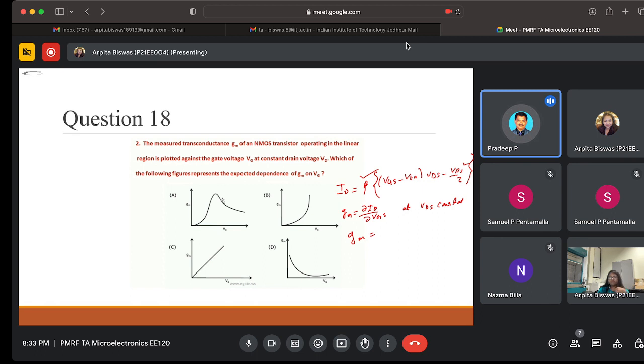Then the option is not matching, madam. It should come in line with the options. At first tell me the value of GM when VDS is constant. Just differentiate this ID; then beta only will come, madam. Then mu, beta, and Cx will come, and nothing other than that will come.